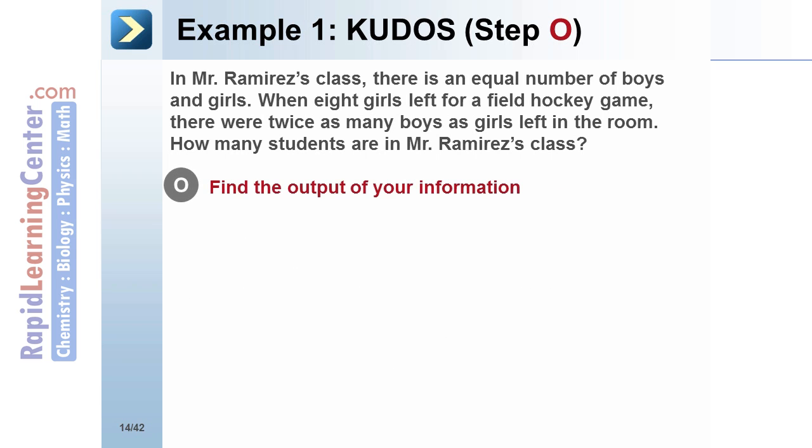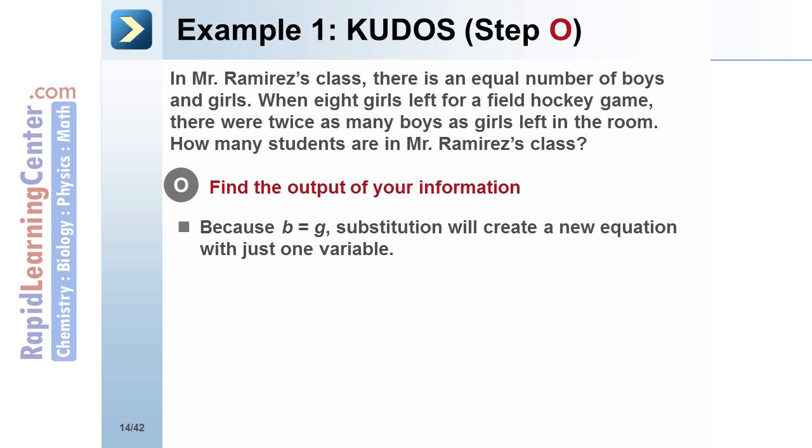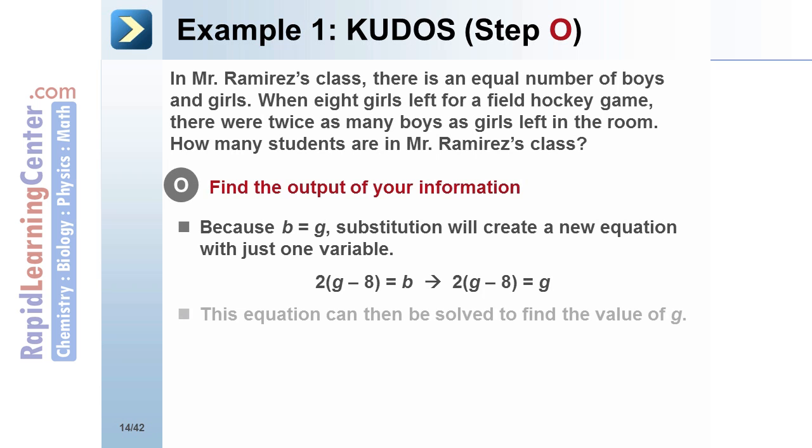The next to last step, O, is to generate an output based on your definitions. Because B equals G, substitution will create a new equation with just one variable. 2 times (G minus 8) equals B will become 2 times (G minus 8) equals G. This equation then can be solved to find the value of G.